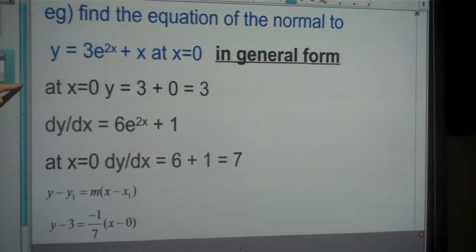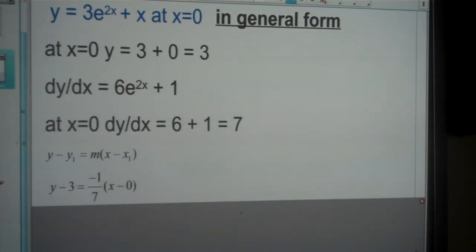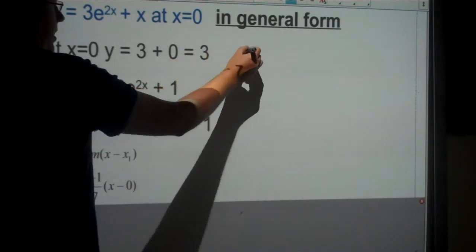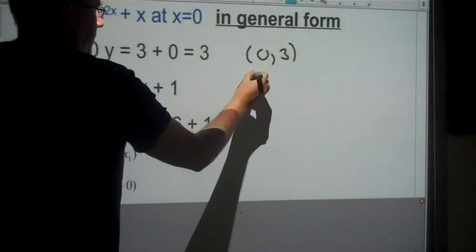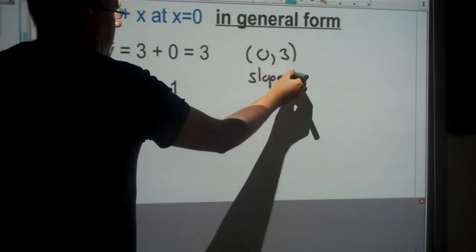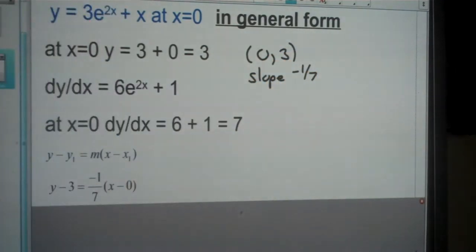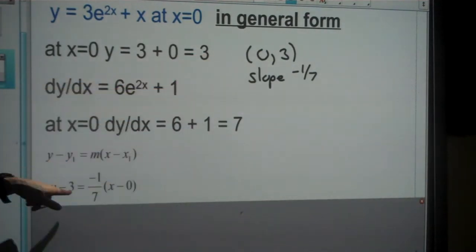Now, to find the equation of a line, we can use the point slope formula, which you can see here. And I can substitute in my two values. Remember the coordinate I found was 0, 3, and the slope of the normal was negative 1/7. So if I plug those numbers into here, then we get this type of equation.